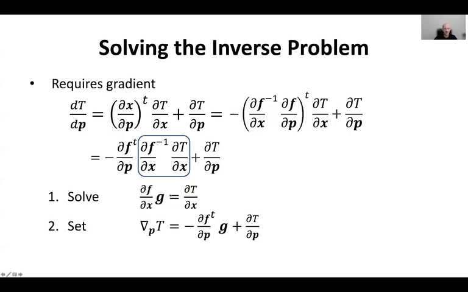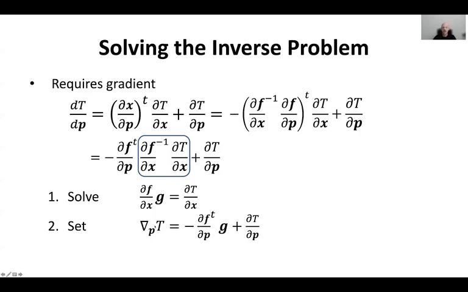We would first solve a linear system corresponding to that highlighted term here for an unknown vector. This time we call it g. Once we computed that g with a linear solve, we can just plug it into this expression over here to obtain the total derivative of the objective function with respect to p.